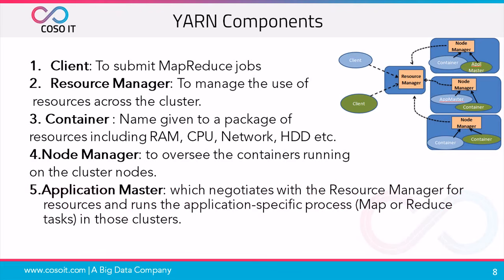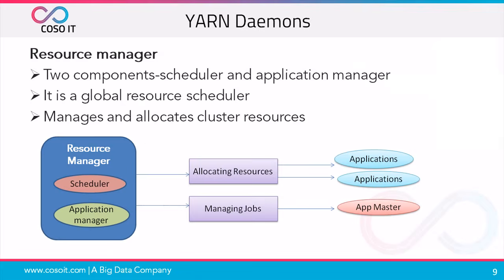Now let us see these components one by one. These are the Yarn daemons. The resource manager has two components, scheduler and application manager. It is a global resource scheduler and it manages and allocates cluster resources. Resource manager is responsible for tracking the resources in the cluster and also scheduling the applications like Mapreduce tasks.